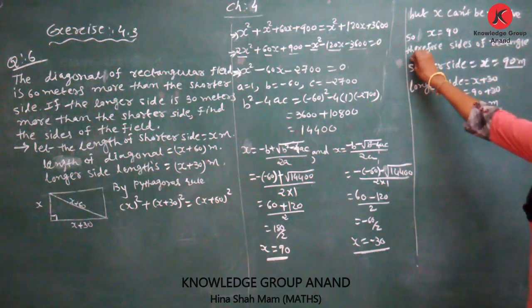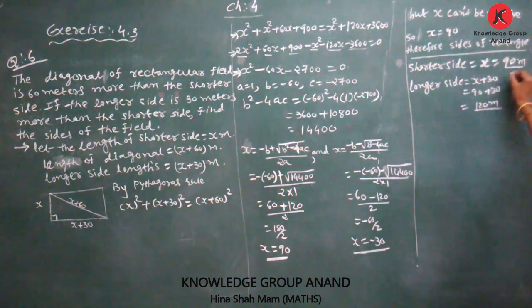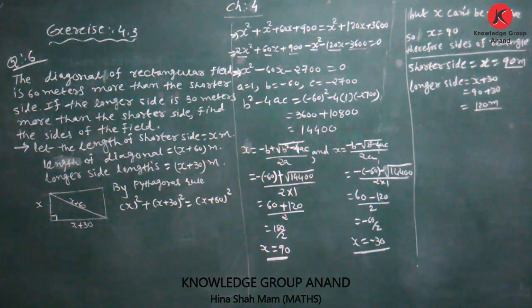Therefore, the sides of the rectangle: the shorter side is equal to 90 meters and the longer side is equal to 120 meters. Now write this down in your notebook, and then question number 7.